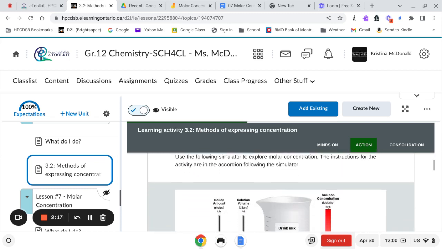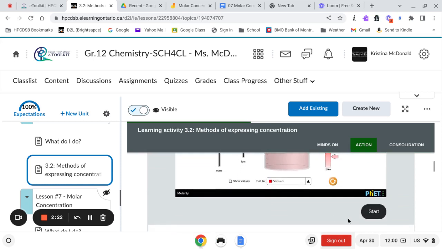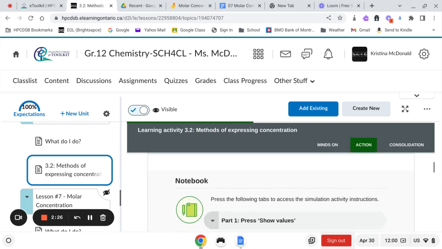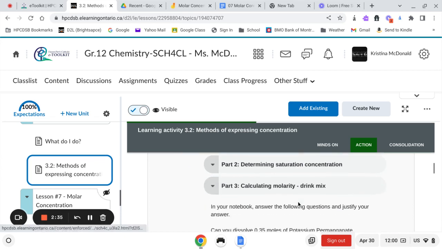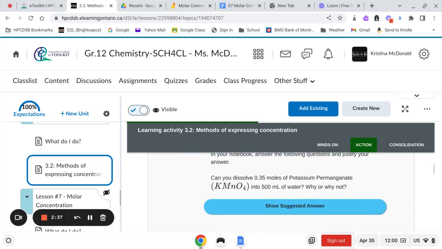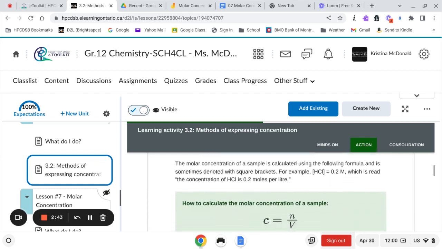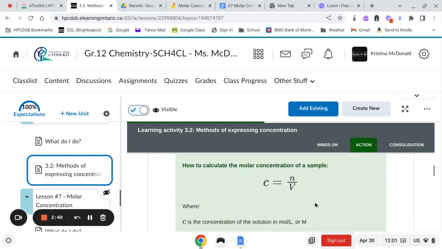And we're going to get you to read through here. There's a really good simulation right here, okay, that you can click start. And when you're using that simulation, you just got to scroll down here where it says press the following tabs to access the simulation instructions. Okay, so go through that and definitely give that a try to give you a sense of us making solutions now using mole values. So here are our concentration, our molar concentration formulas.